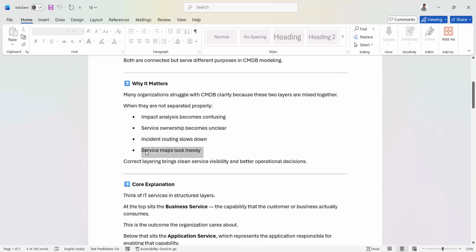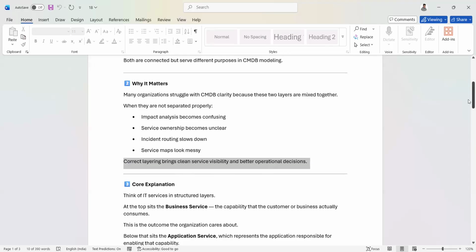Last thing is service maps look messy. Obviously, when everything is messy here, the service map will also look messy. It will not be the one which is used by the operational teams. They will do their work, but they will not trust your map anymore. So that's why we are saying that clear layering between application and business service is important, because it provides service visibility and clarity, and then better decisions can be taken from this.